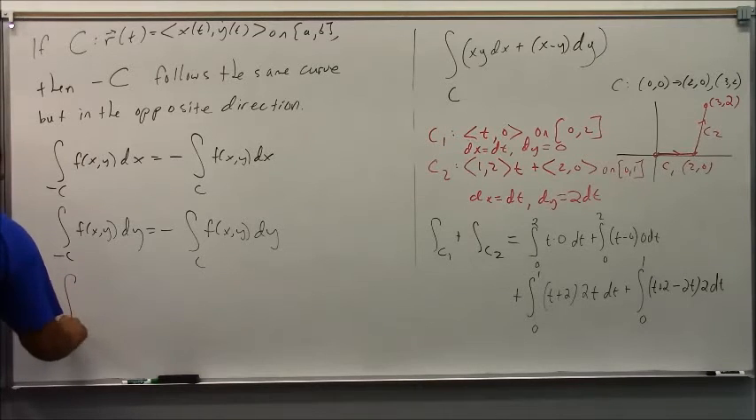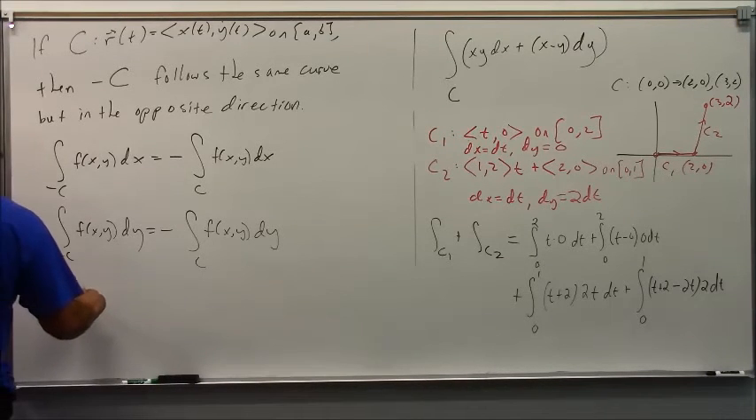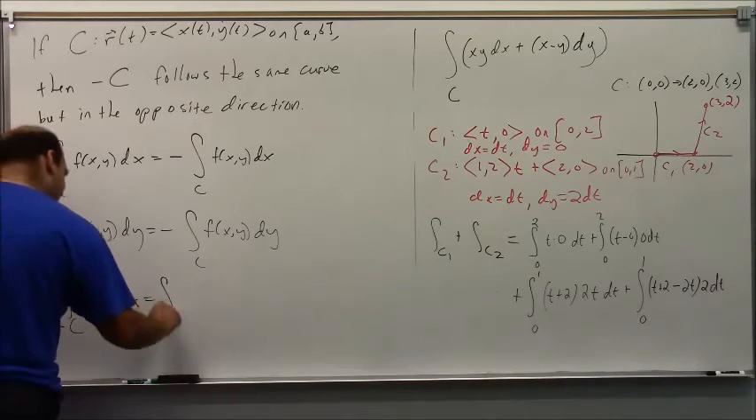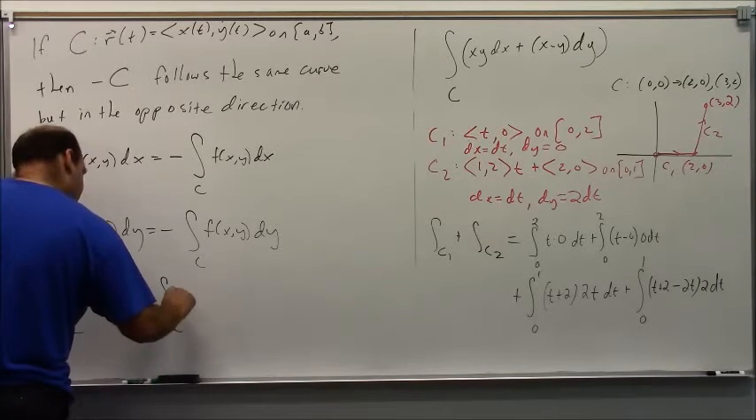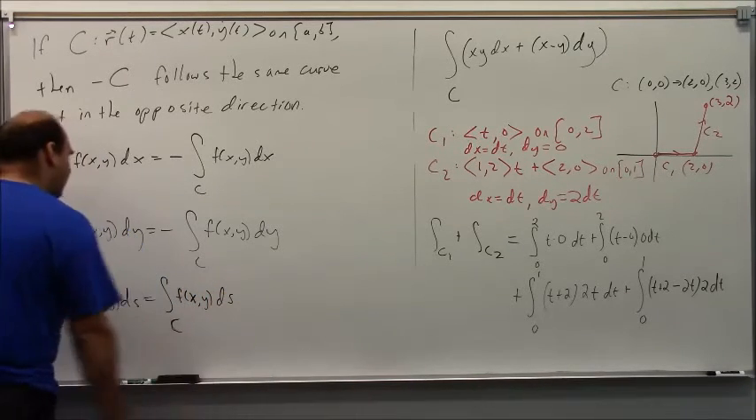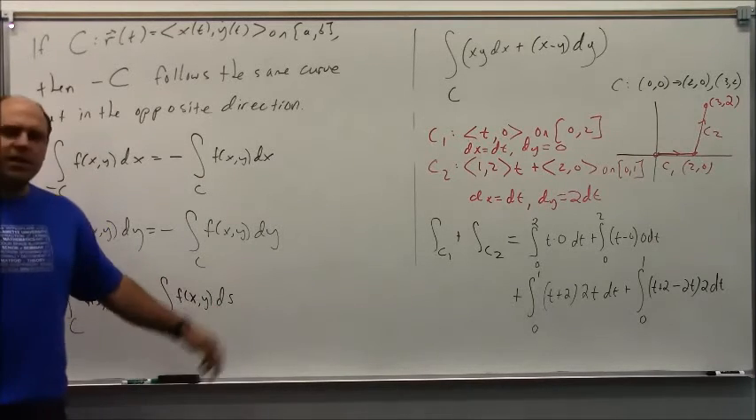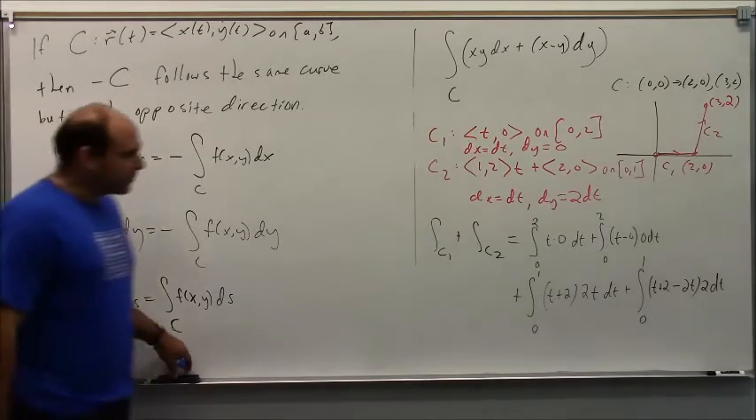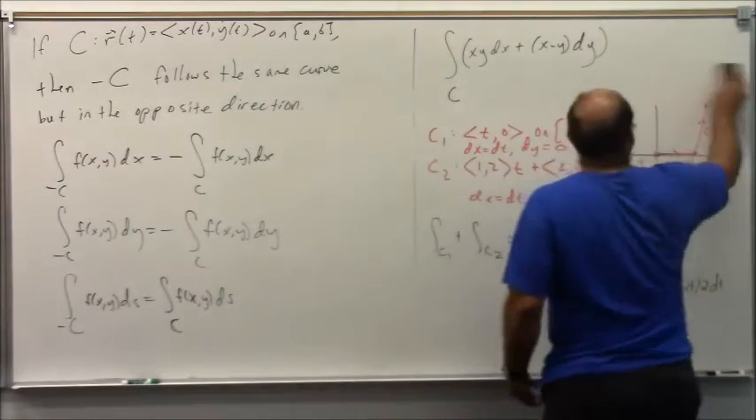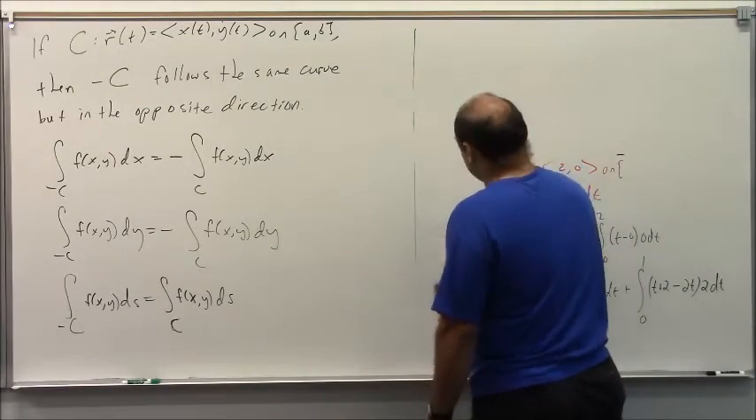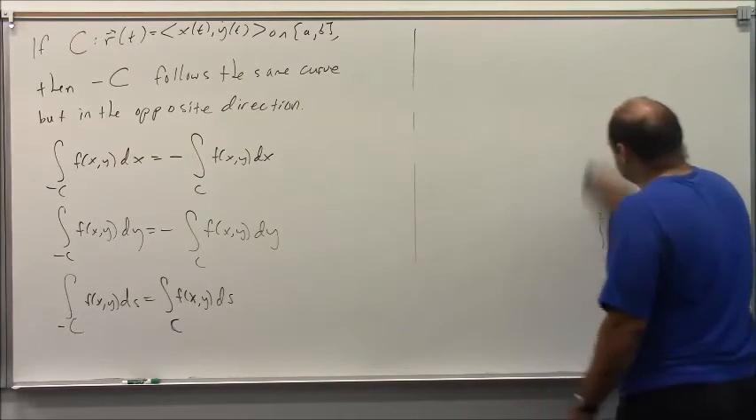But the path integral over negative C of f of x, y, ds will be exactly the same as the path integral over C of f of x, y, ds, for the simple reason that ds involves the magnitude of r prime of t dt, so it doesn't matter which direction you're going. Now, I said at the beginning of this section that our goal is to do some calculus with vector fields, but that we had to do something related first. This is the related thing.